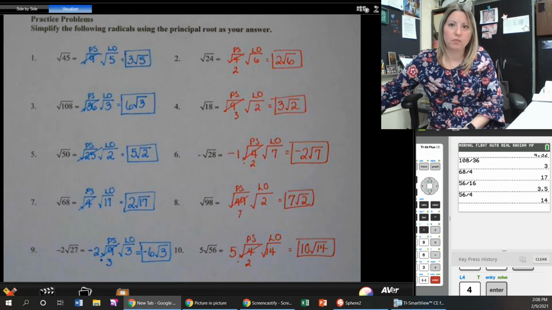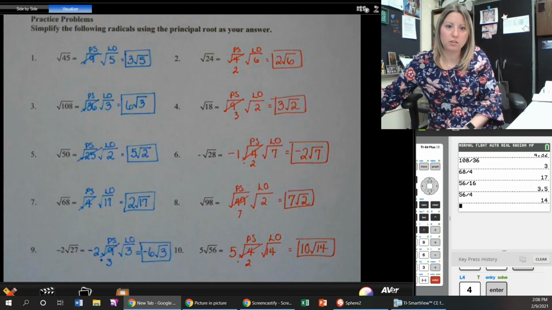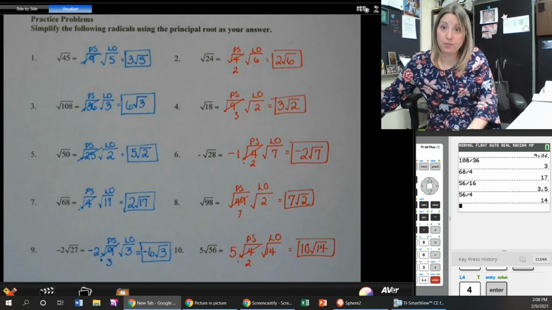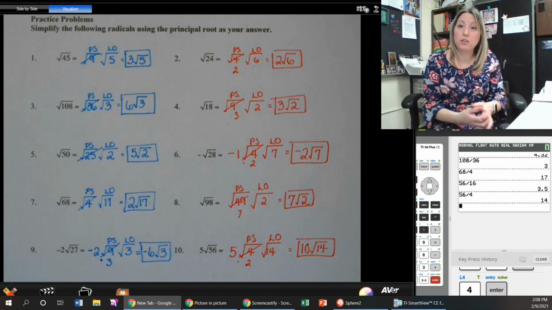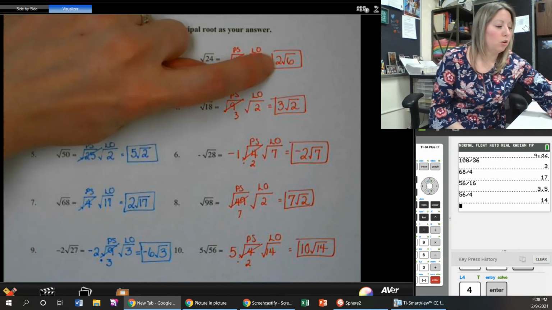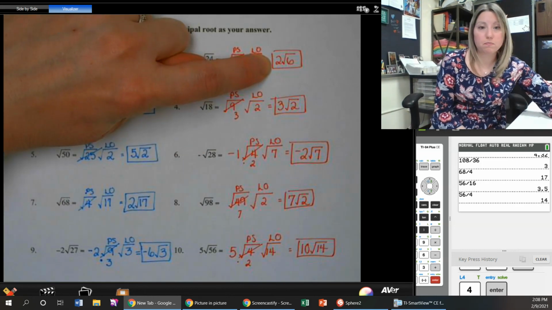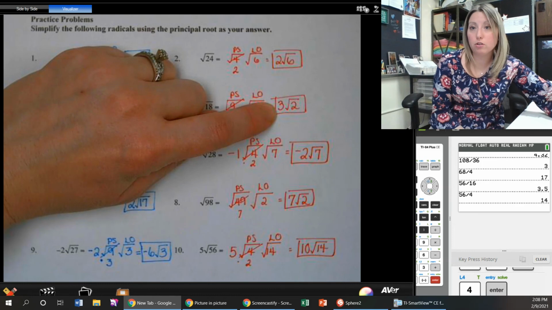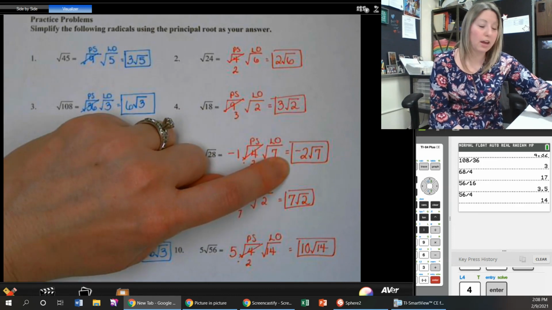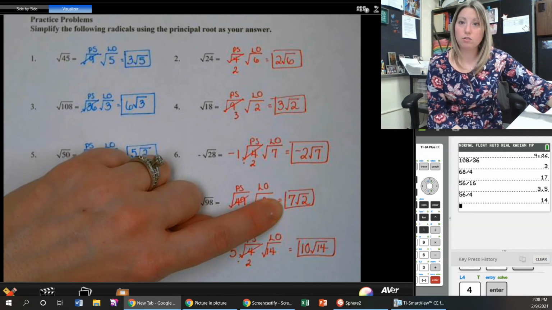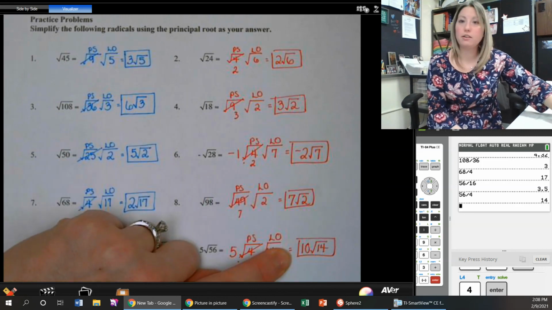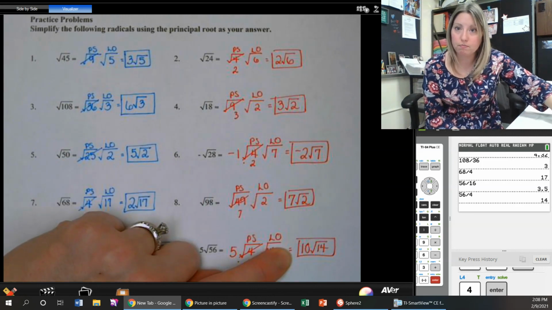Good luck. Okay, algebras. Let's stop here and check our answers. I'm going to read them. I want you to say them as well. So practice saying what these answers are. 2 radical 6. 3 radical 2. Negative 2 radical 7, 7 radical 2, 10 radical 14.